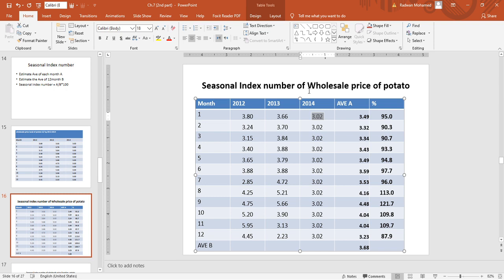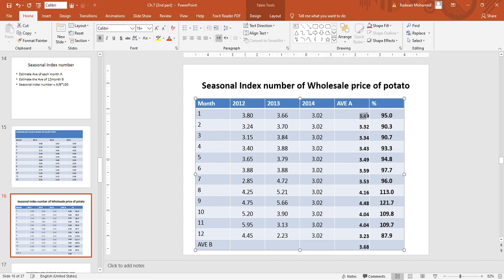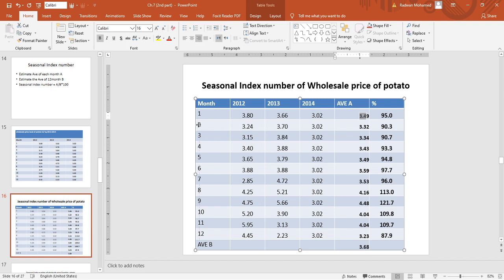So the first step, I have to calculate the average A. The average A is the summation of those 3 values. Using your calculator with me, please: 3.8 plus 3.66 plus 3, divided by 3. It will give you this value. Using this formula, I will calculate those 3 values for the other months also. I want to calculate the average A for February. How could I do that? 3.24 plus 3.7 plus 3.02, divided by 3. It will give me 3.32.